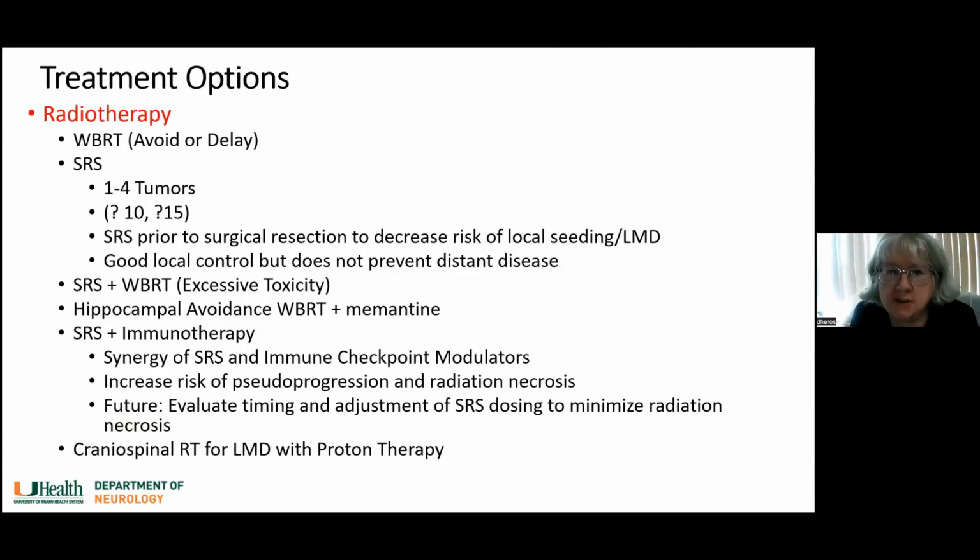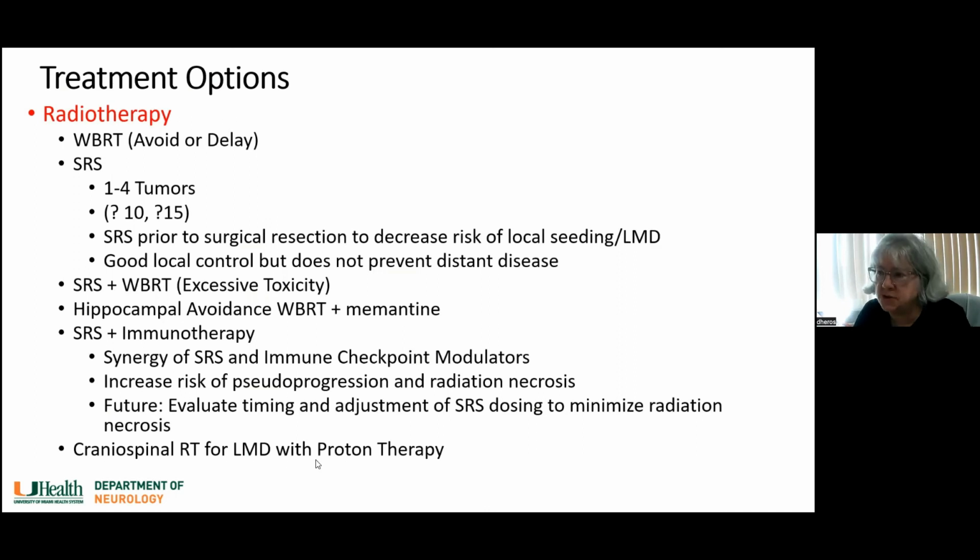For treatment options, radiation therapy has also been very important. Whole brain radiation used to be the palliative general approach. Now we try to avoid it, or at least delay it until a very late stage, because of the sequelae of whole brain radiation therapy. To try to avoid the toxicity, the radiation oncologists are using hippocampal avoidance whole brain radiation therapy with memantine to try to reduce the cognitive impairment.